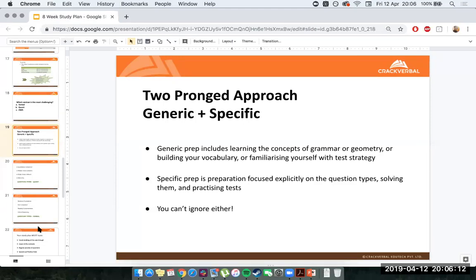And I cannot tell you that generic prep is more important or specific prep is more important. You really simply cannot afford to ignore either one. You do have to consider everything possible on both sides, and you do have to make sure that you do enough of both generic and specific prep, right? So that's something worth keeping in mind, right, when you decide how you're going to approach the test.